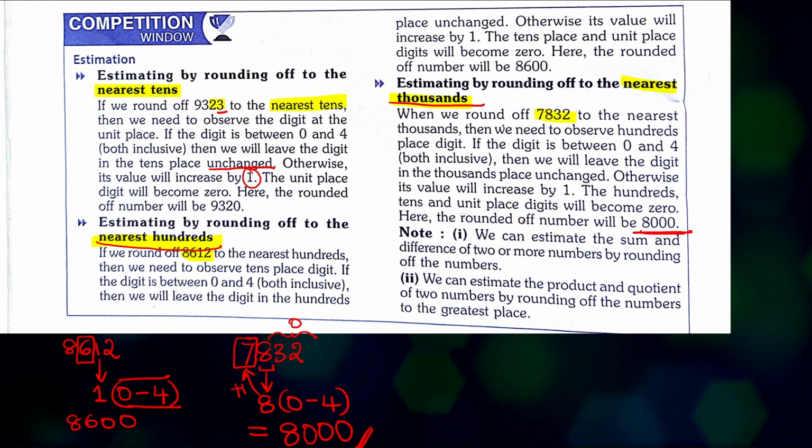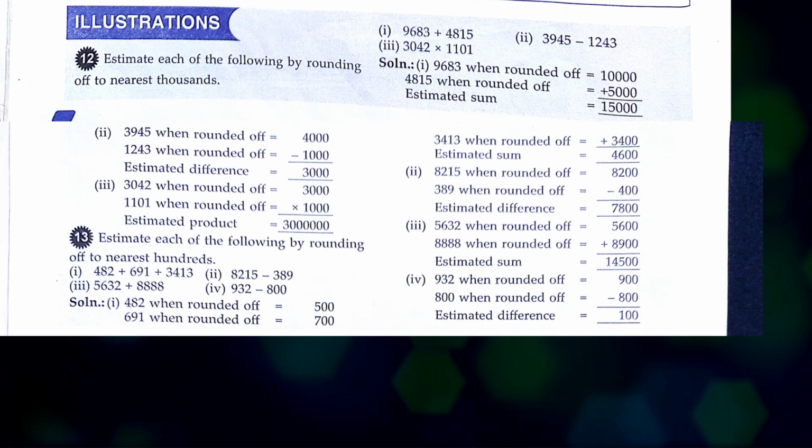Now two more points. We can estimate the sum and the difference of two or more numbers by rounding off the numbers. We can estimate the product and quotient of two numbers by rounding off the numbers to the greatest place. Now let's see in detail some examples so you will understand better. I will explain the question number 1, and then you can solve the problems by yourself.